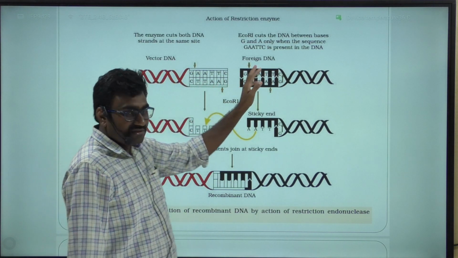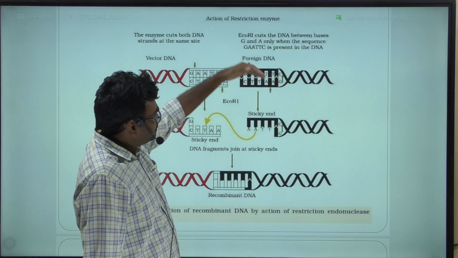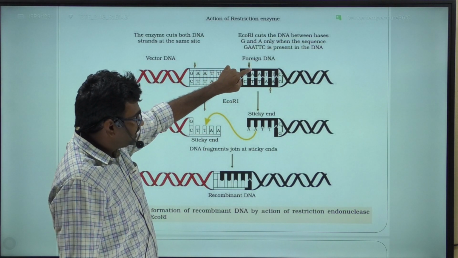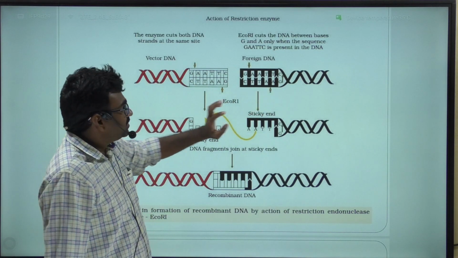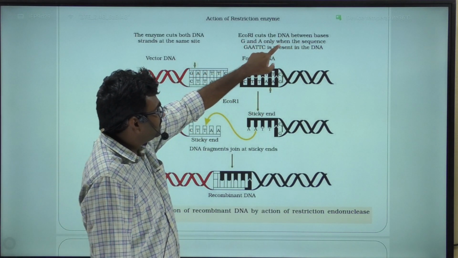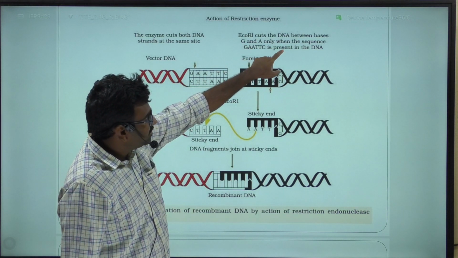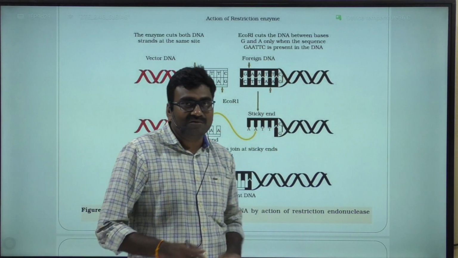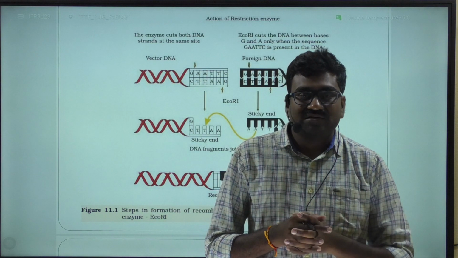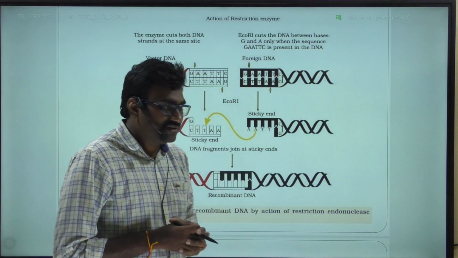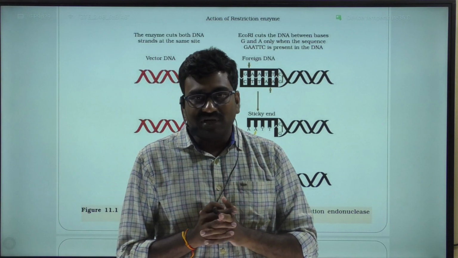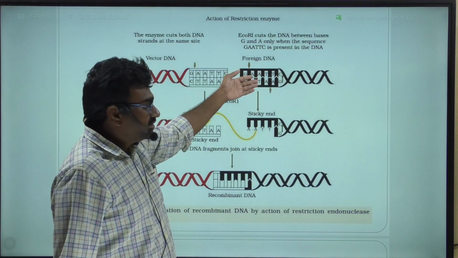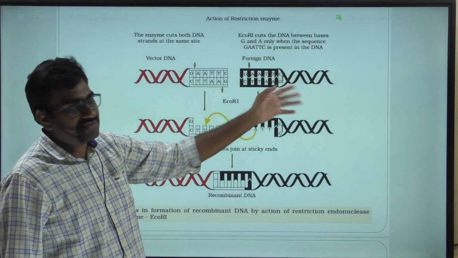In a similar fashion, in the foreign DNA, that is the gene of interest, it makes a cut between G and A in one strand, and in the other strand G and A. Right. So EcoRI cuts the DNA between bases G and A only when the sequence GAATTC is present in the DNA. That is, EcoRI recognizes a specific sequence, known as GAATTC. For every restriction enzyme, there is a particular recognition sequence. For EcoRI, it is GAATTC. For other enzymes, there is another sequence.